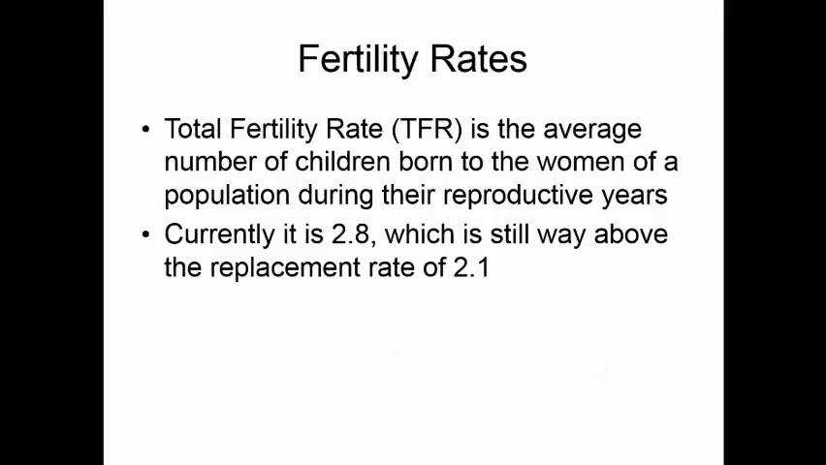And so we hit this thing of total fertility rate. It's the average number of children born to women of a population during their reproductive years. Currently, and this is a little bit dated, a little bit below is 2.8, which is still way above the replacement rate of 2.1. So right now, to simply replace the population, the replacement rate is 2.1, so having 2.1 kids for every set of parents. Right now we have 2.8 kids for every set of parents.